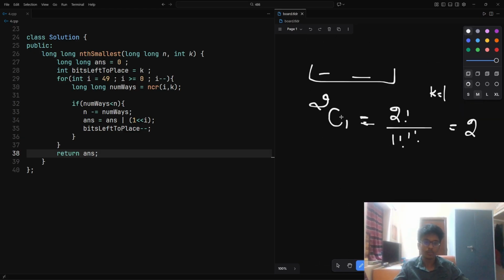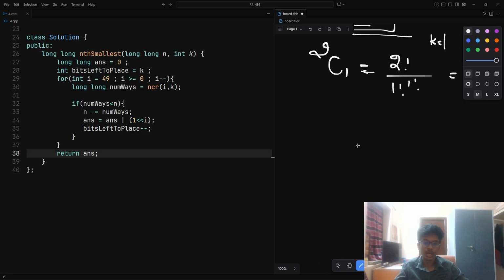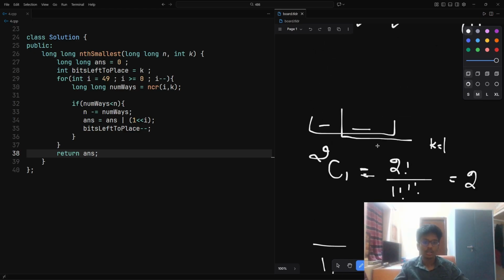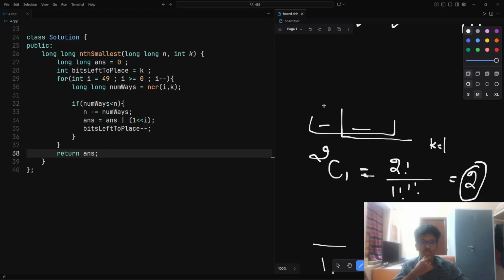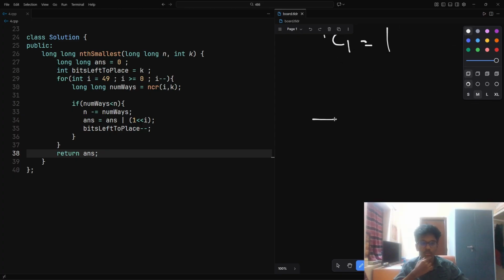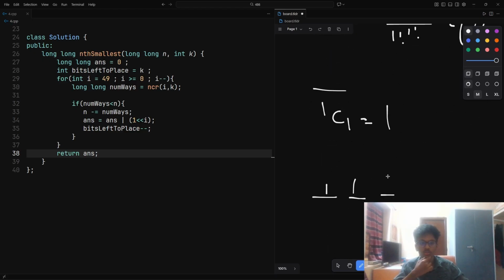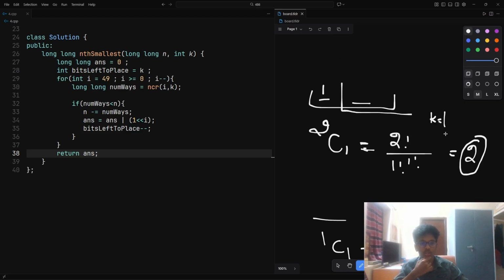I have two ways. Now coming to here, if I had only one bit, 1c1 is equal to 1 factorial by 1 factorial, 1 factorial, nothing but 1. If I consider only one bit, the number of ways I have is only one way, but I need at least two ways, right? So that I can have the third smallest. That means the previous bit should have been 1. Now we get the third bit which was 1, and we get this bit also 1, and this bit was initially 0. So that's it. And the whole k becomes 0.